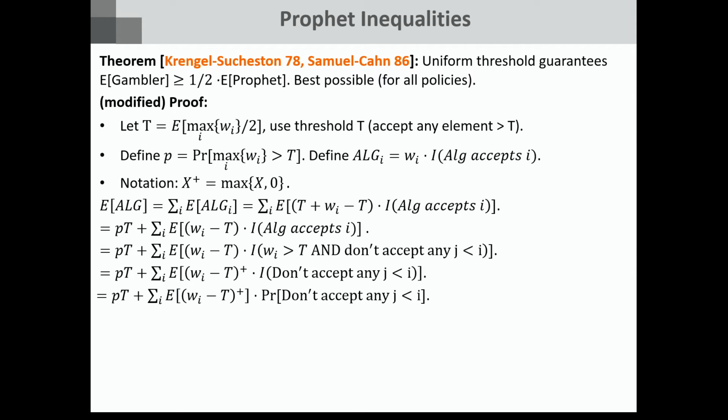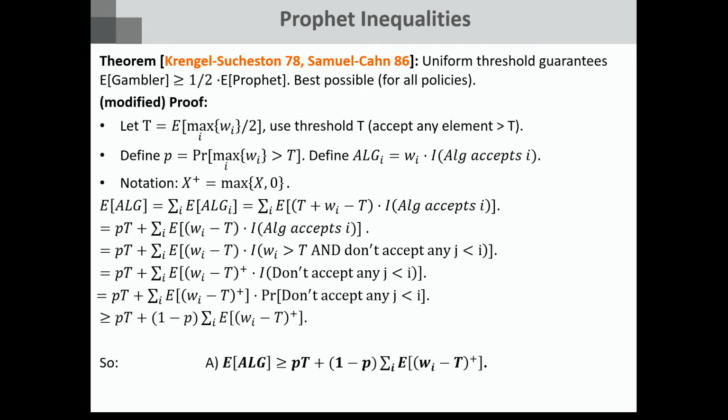The next step, we're just going to observe that whether or not you accept any element before i is independent of w_i, because it only has to do with the weights that come before. So I'm just going to replace this indicator inside the expectation with a probability. And the last step is we need to understand what this probability is. Well, it's at least 1 minus p.